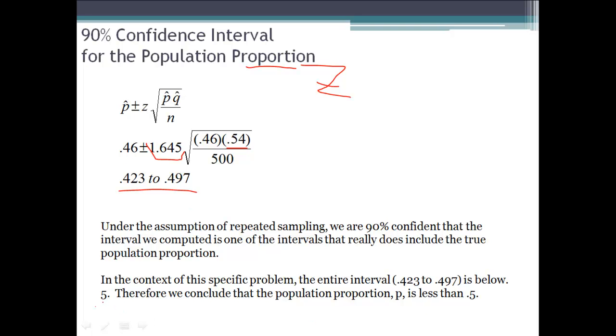That entire interval is below 0.5. Must have had a space in there. Anyway, the whole interval is below 0.5, so we can conclude that the population proportion is less than 0.5. Again, we have our normal statement there about the repeated sample stuff. You can read that. I'm not going to repeat that here.